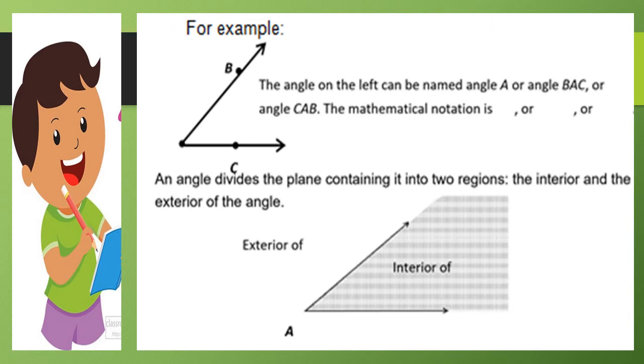For example, the angle on the left can be named angle A or angle BAC or angle CAB. The mathematical notation is angle BAC or CAB. An angle divides the plane containing it into two regions, the interior and the exterior of the angle. Interior is inside of the angle, while exterior is the outside of the angle.